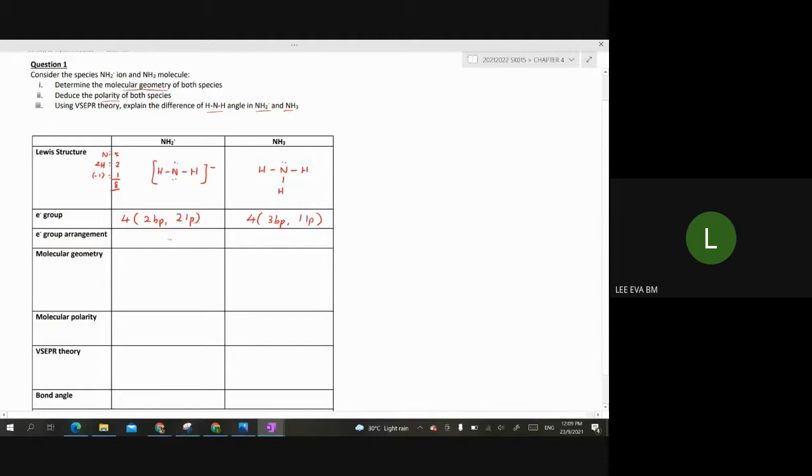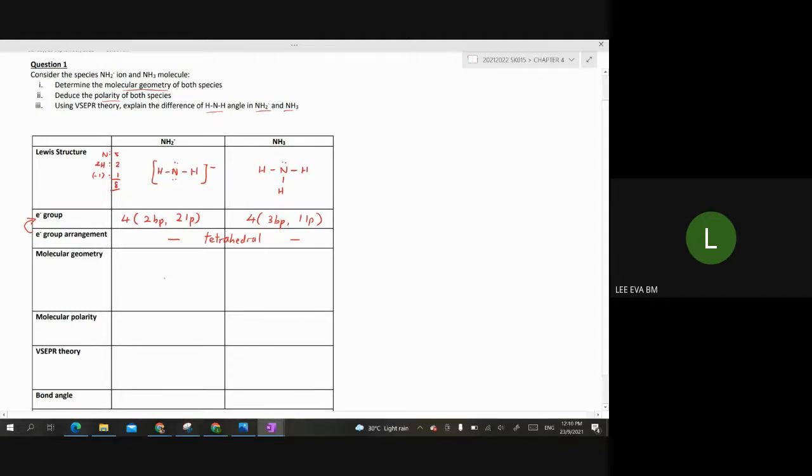What is the electron group arrangement? Tetrahedral. Remember, the electron group arrangement depends on the number of electron groups, whether 4, 3, or 5. So NH2 negative and NH3 have the same electron group arrangement.